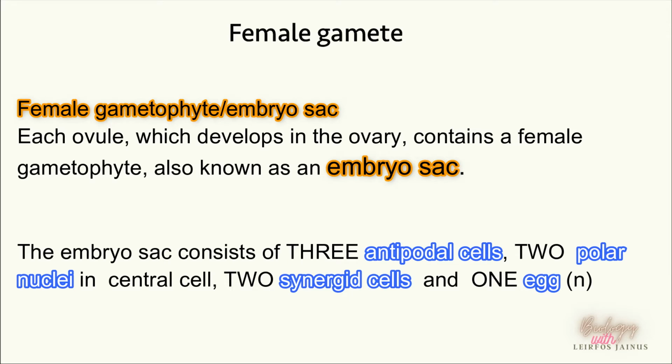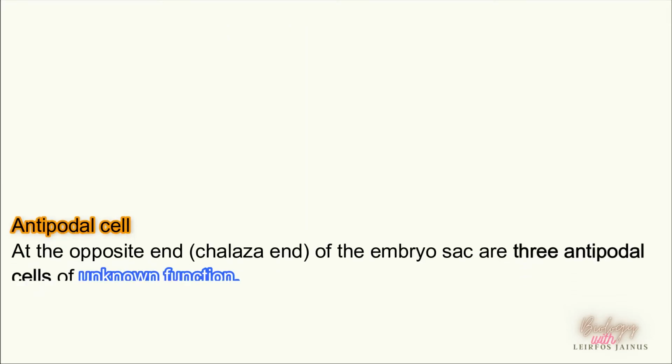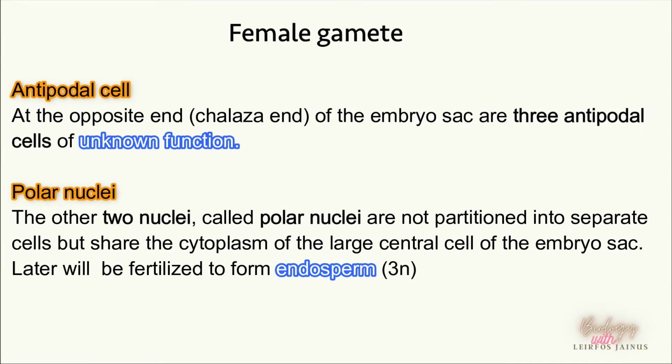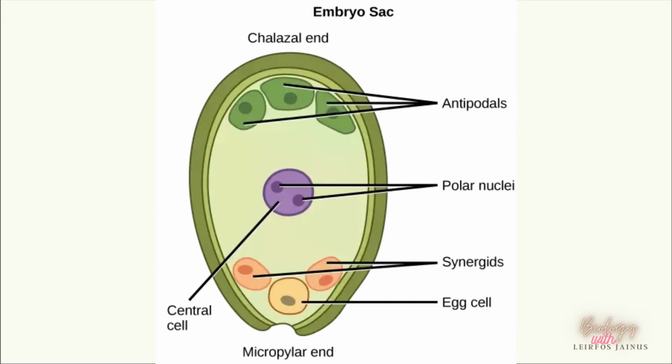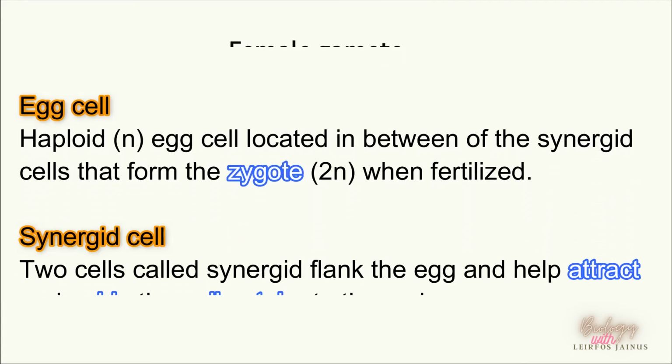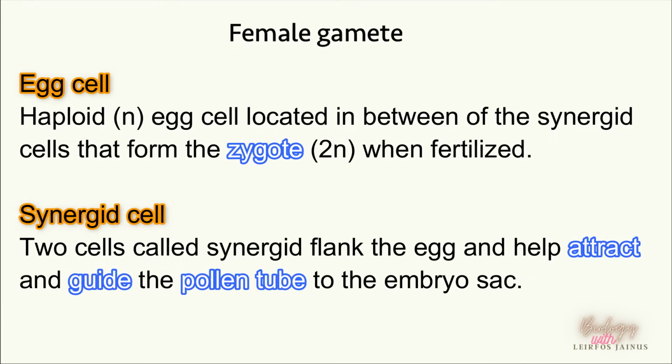The 3 antipodal cells are at the chalazal end of the embryo sac with unknown function. Polar nuclei, when fertilized, will form the endosperm. The egg cell, when fertilized, will form the zygote. The synergid cells will attract and guide the pollen tube into the embryo sac.